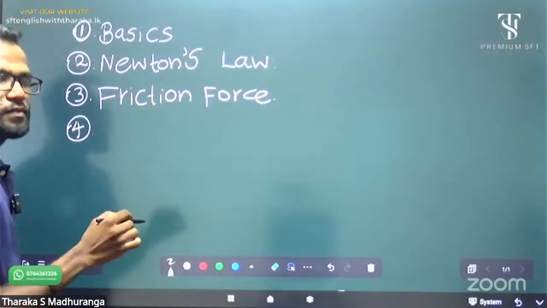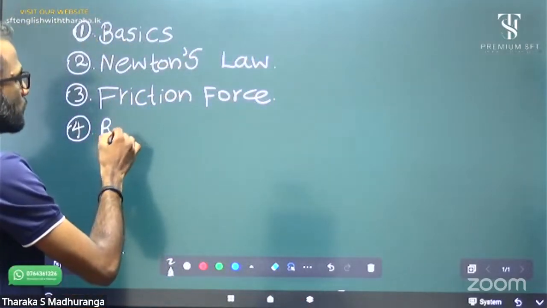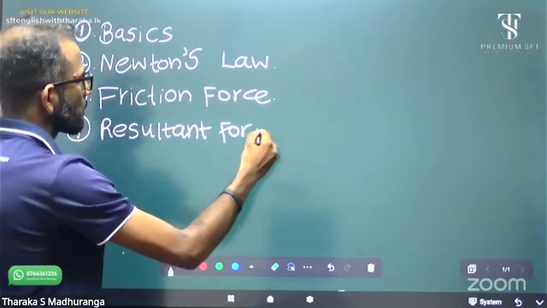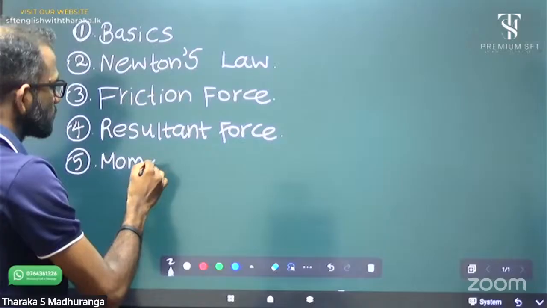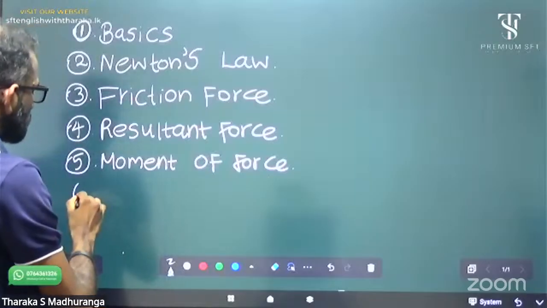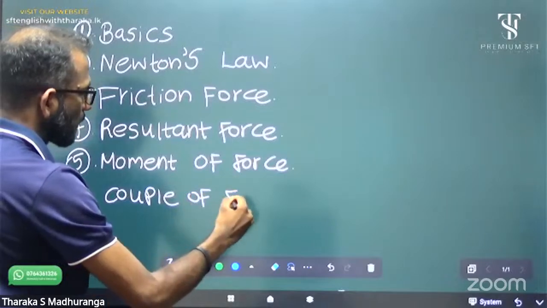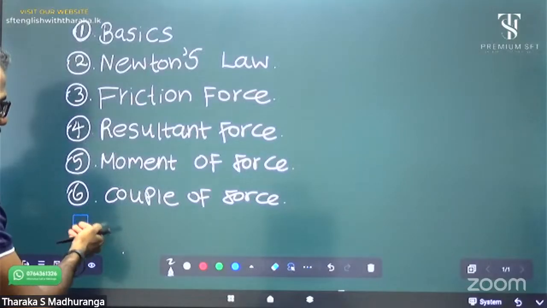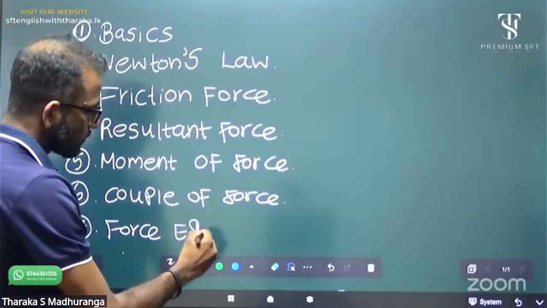The next one is resultant force. The fifth one is moment of force. The sixth one is couple of forces. Finally, the seventh one is force equilibrium.